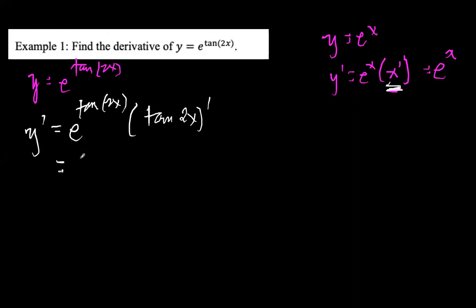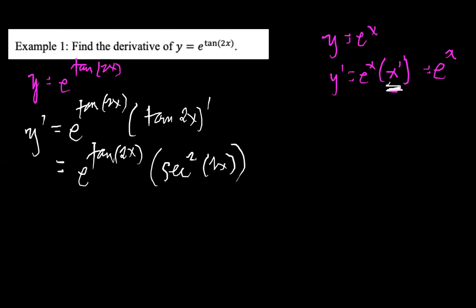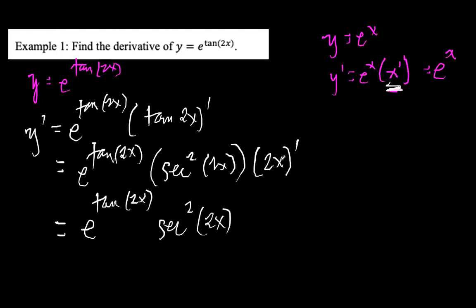All right, so let's do the next step. So copy 2x. And what's the derivative of tangent? The derivative of tangent is secant square 2x. However, the 2x here is still in the form of another function, so this is (2x) prime. All right, so this becomes e raised to tangent 2x times secant square 2x times the derivative of 2x, which is 2.